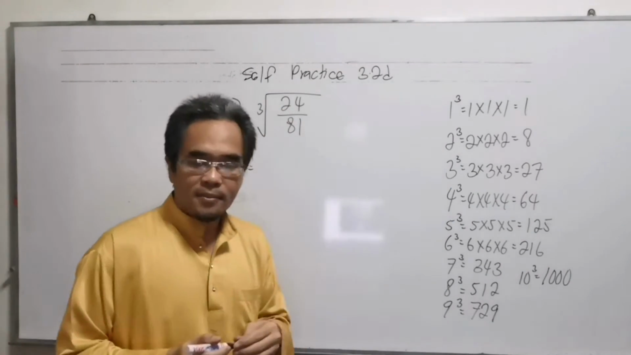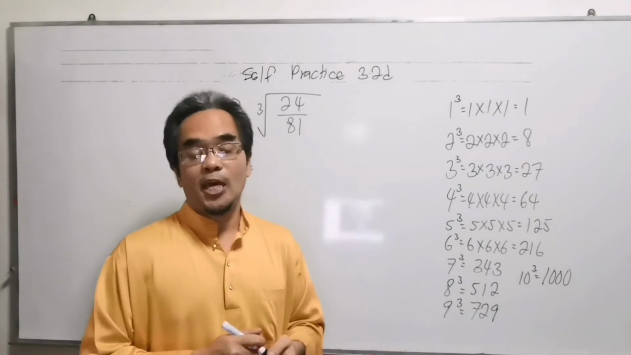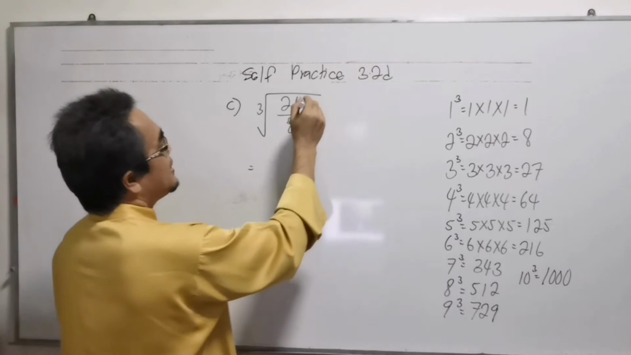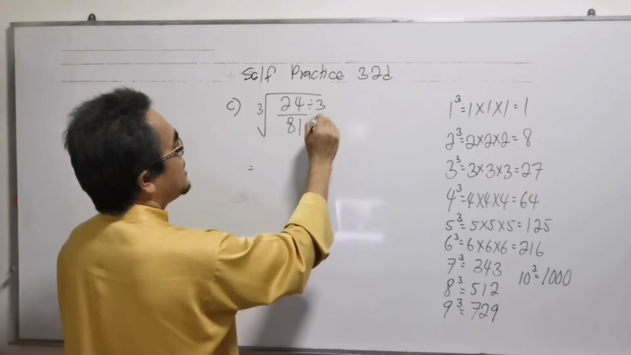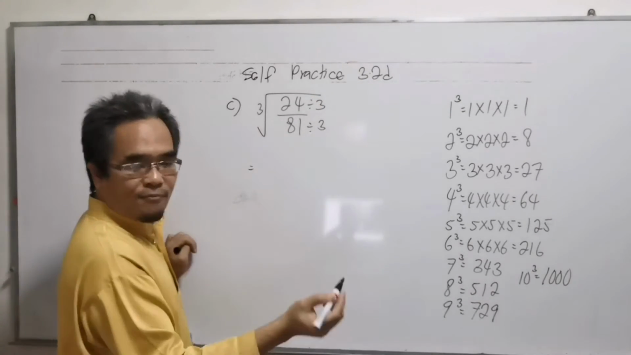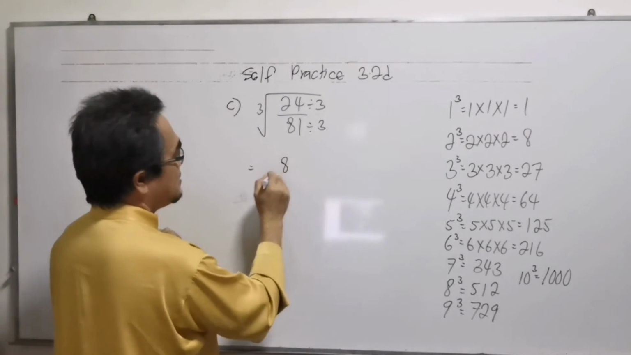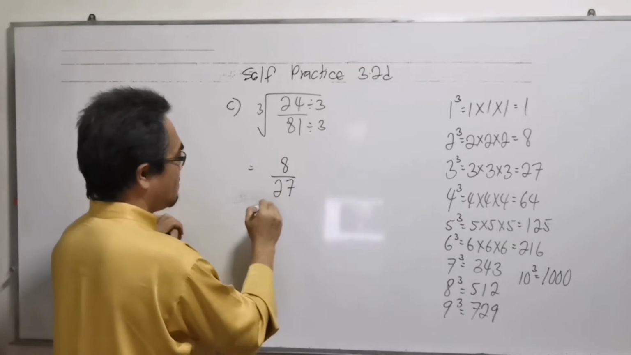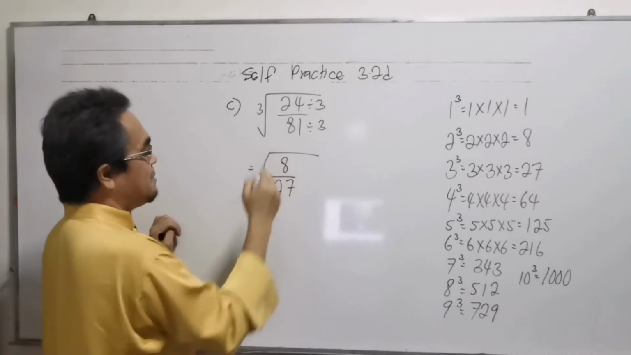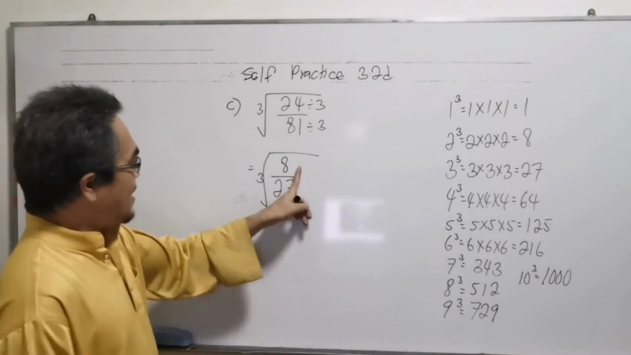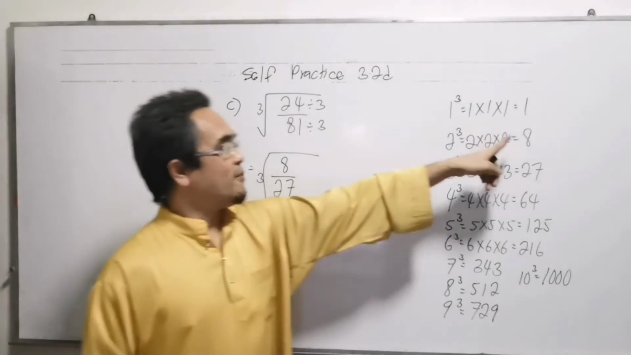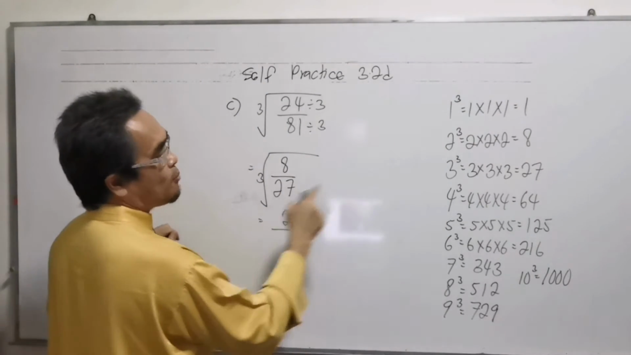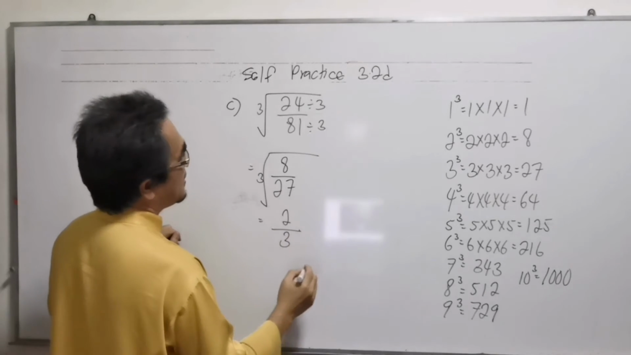24 and 81 are in the multiplication of 3, so you divide by 3. 24 divided by 3 is 8. 81 divided by 3 is 27. Okay, so this is the simplest. Then find the cube root of 8, which is 2, and the cube root of 27 is 3.